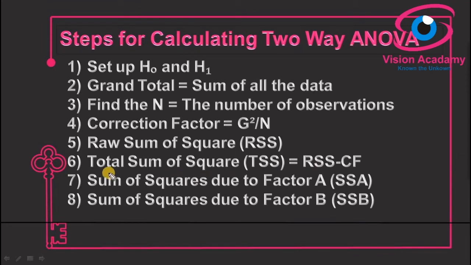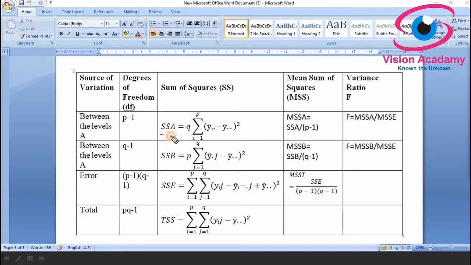After finding the raw sum of squares, the sixth step is TSS, the same as in one-way ANOVA. For TSS, again, raw sum of squares minus correction factor gives TSS. In one-way ANOVA we were calculating SST, the sum of squares due to treatment, but here we will calculate SSA and SSB, the sum of squares due to factor A and the sum of squares due to factor B.